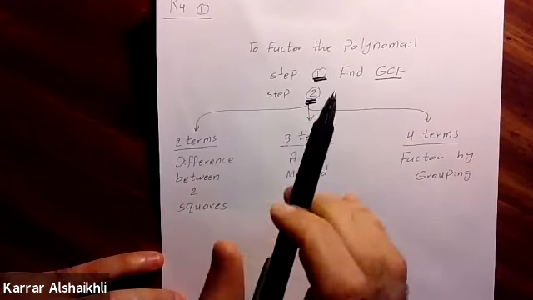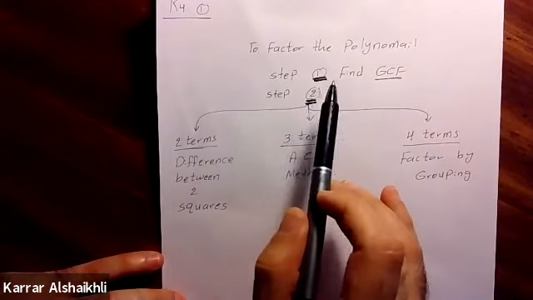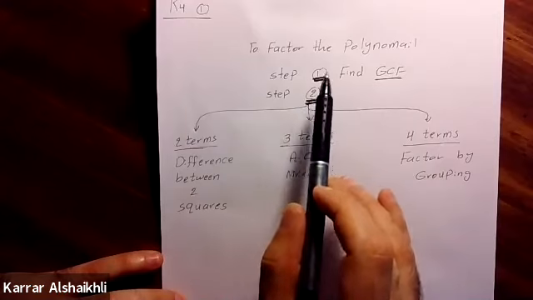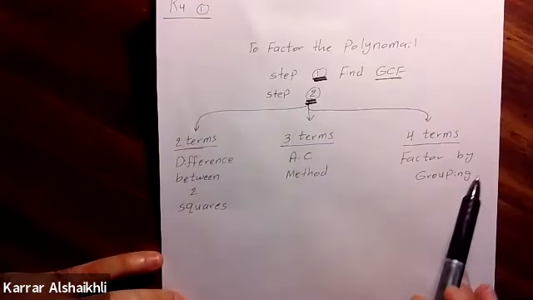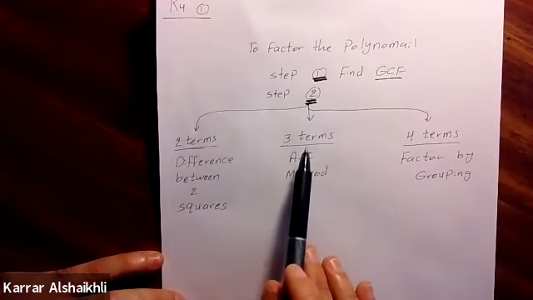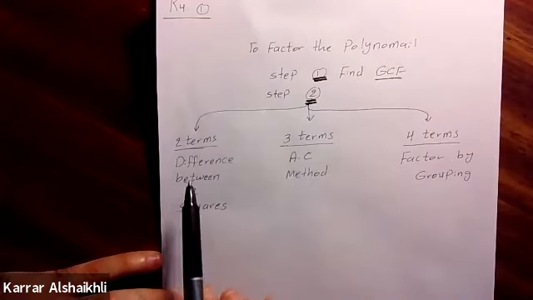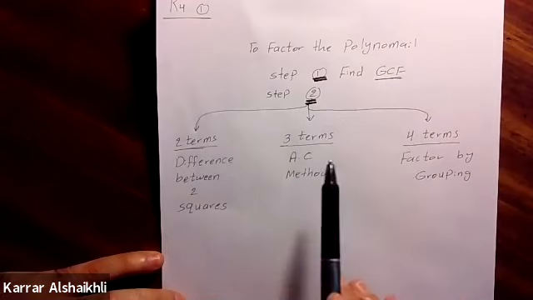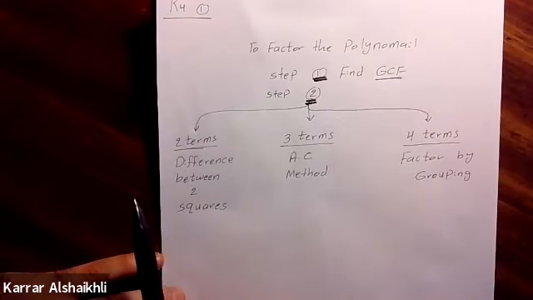So we're gonna start working on step 1. Then after that, we're gonna do the 4 terms. Then we're gonna go back to the 3 terms. Then we're gonna go back to 2 terms. So we're gonna start with this one, then go back, then to the 2 terms.